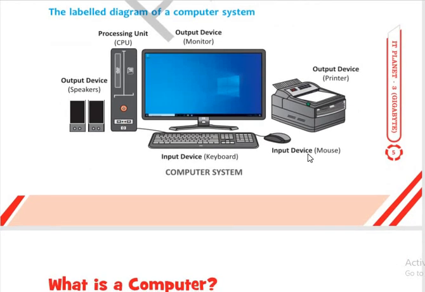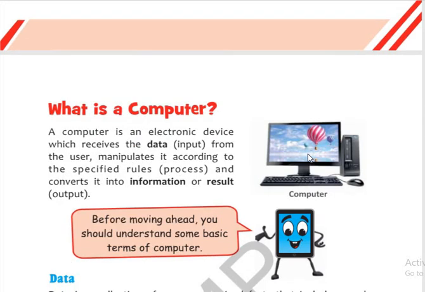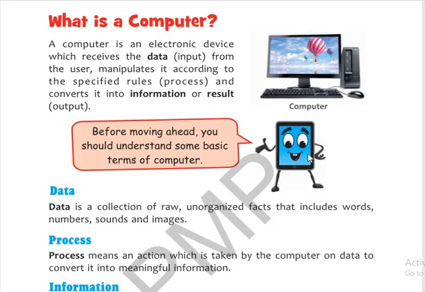Now the next topic, what is a computer? A computer is an electronic device, because it works on electricity, which receives data. It receives the data and does some processing on it, and then ultimately it gives a result that we call an output. So a computer works on three main things, that is input, process and output.